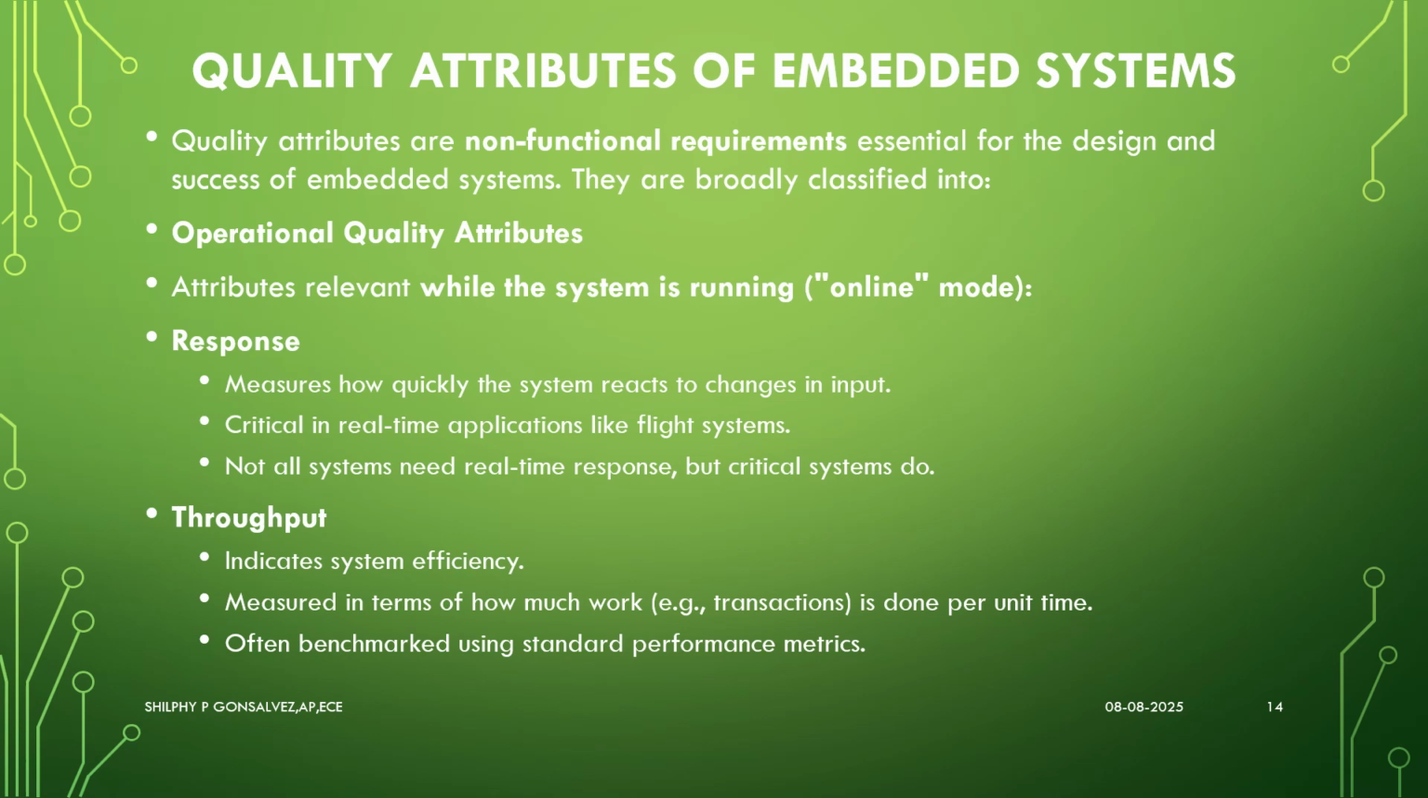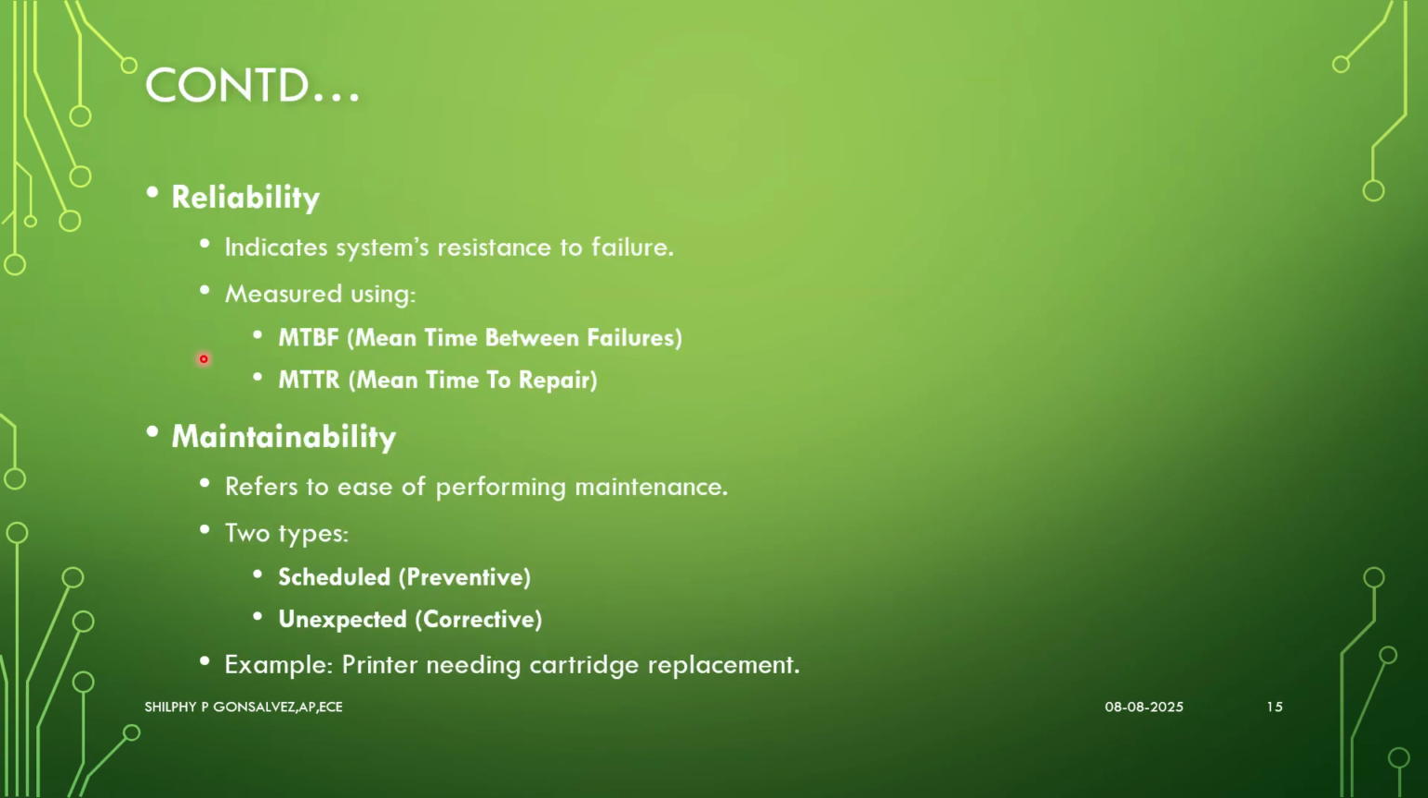Whenever a system works, the following parameters come into effect: response, throughput, reliability, maintainability, etc. Response means what is the response of the system when we give an input. So now comes reliability, which means how much we can rely on a particular system. It indicates a system's resistance to failure, which can be measured using mean time between failures and mean time to failure. That is, the time between the failures and how much time it takes for a particular system to fail.